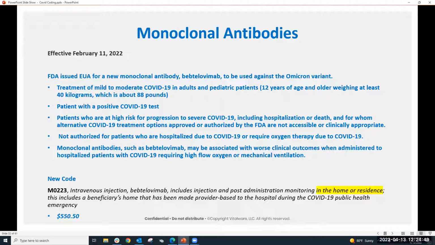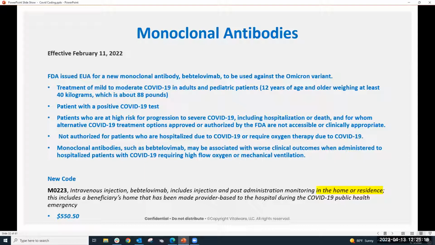Effective February 11th, the FDA issued an EUA for a new monoclonal antibody called bebtelovimab, and it is to be used against the Omicron variant. It's for treatment of mild to moderate COVID in adults and pediatric patients 12 years of age and older, weighing at least 88 pounds. Patient must have a positive COVID test. It's for patients who are at higher risk for getting severe COVID, or it can be an alternative treatment when the other treatments are not appropriate for the patient.